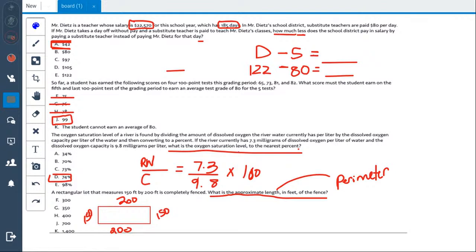And now it's just a matter of adding those four numbers together to get the total perimeter or total length. So 200 plus 200 plus 150 plus 150. And that's going to give you 700 feet for the length of the fence that goes around that lot.